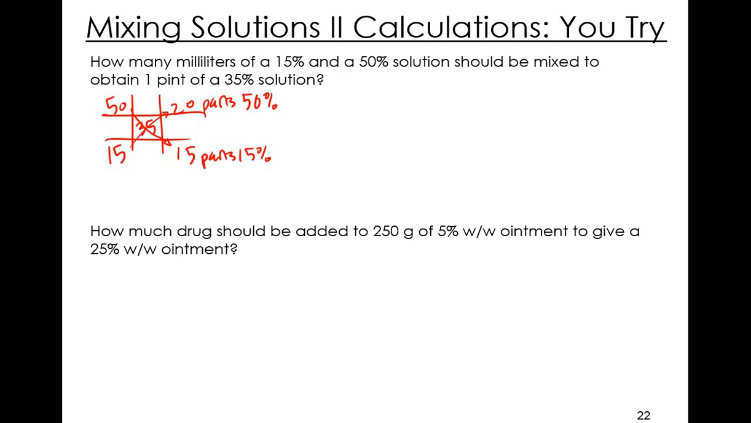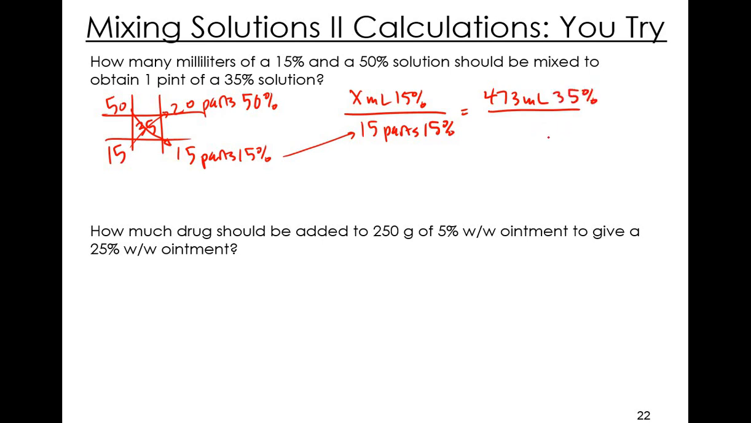And we want to know how many mils. Let's start with the 15%. How many mils of 15%? We pair that quantity up with its number of parts. 15 parts of 15%. And we want to obtain 1 pint of 35%. So that's the one that's given to us. That's 473 mils from our conversion chart. 473 mils of 35%.